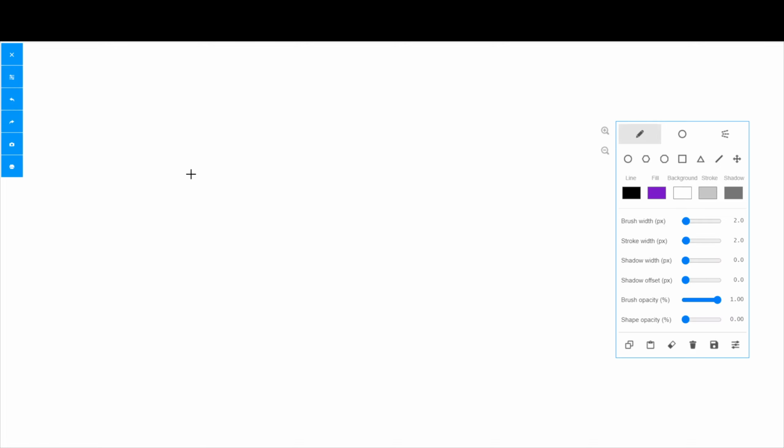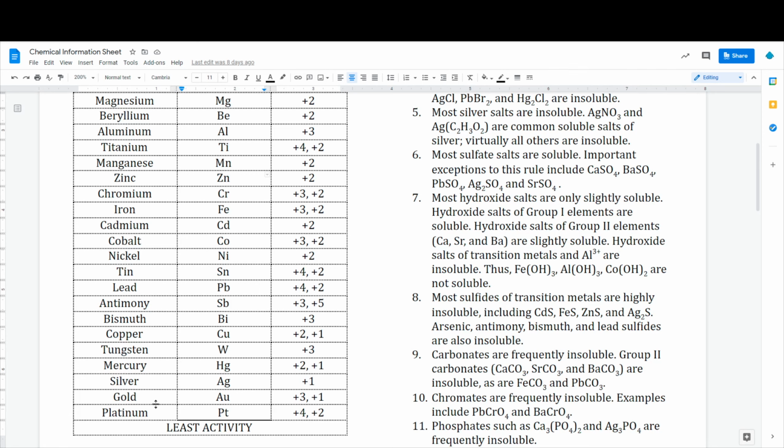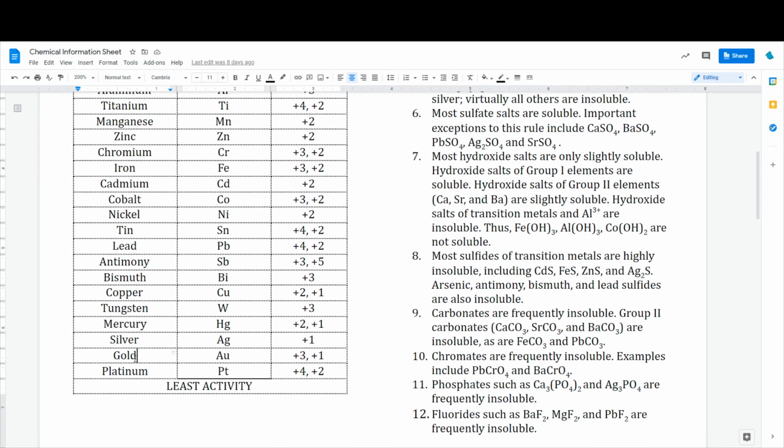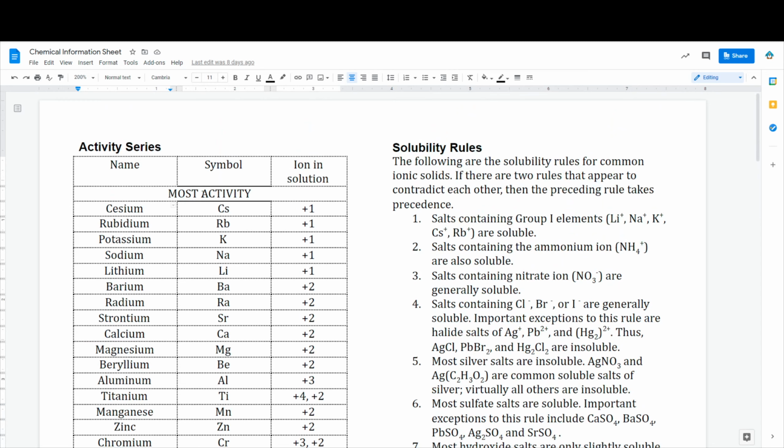Let's say we had gold metal plus cesium chloride. Right, so now we have to figure out, all right, is gold more active than cesium? So the free metal, gold, if we look on the activity series, it's right here. Cesium is going to be up here. So gold is way below cesium in the activity series.